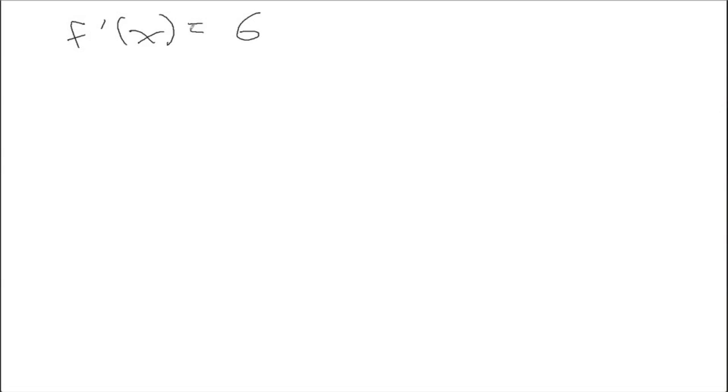This is a 6. Let's do this problem. F prime of x equals 6. So f of x equals 6x plus c. Excellent. How would you check that? You take the derivative of 6x plus c and you should get 6, and that's true. Very good. Perfect.